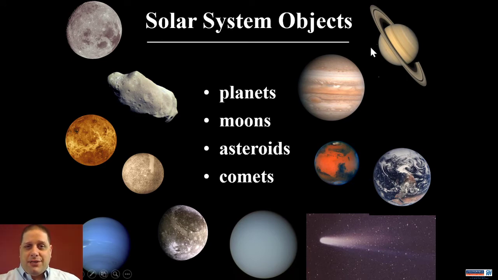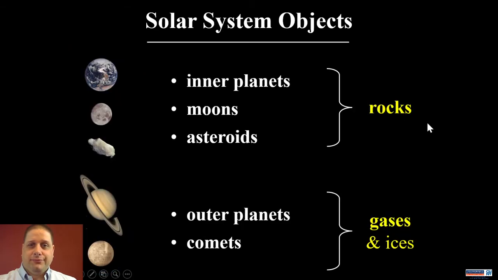So we have a lot of different objects in our solar system. We have the planets, which we just talked about. We have moons, we have asteroids, we have comets, we have all kinds of objects and bodies in the solar system, right? So the inner planets, the moons of the different planets, and the asteroids are all rocky bodies, whereas the outer planets and things like comets are made up of gases and ice. So there are 2 main big divisions in composition for things in the solar system, right? Is it rocky, or is it made up of gas, ice, and dust?